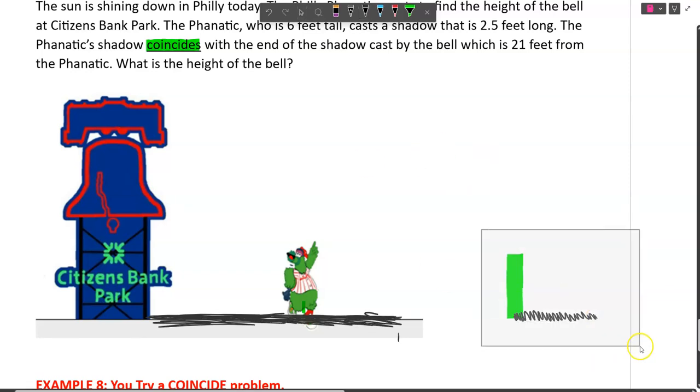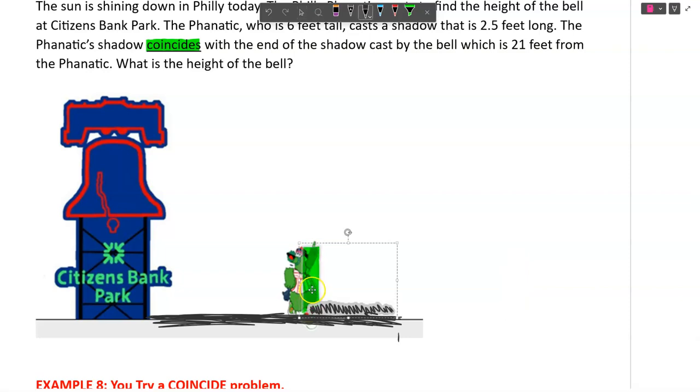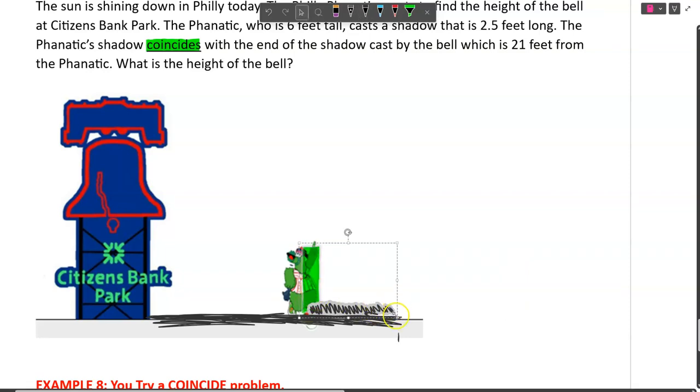So what's happening here is my fanatic is walking along. They're walking along, and notice that they have a shadow too, and they're going to walk into the shadow of the bell. So as they keep walking to get to the spot that they're at, you'll notice that the end of the shadow right here is lining up to the end of the shadow of the bell.